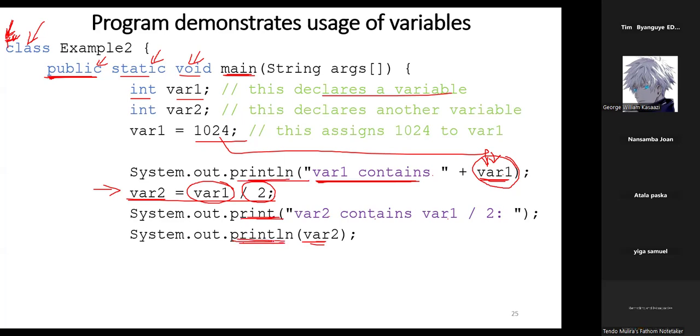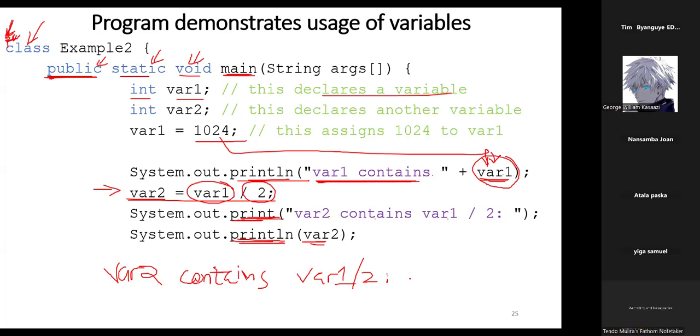So sometimes what we do when we are trying to assess whether you understood the usage of these things, I can take a screenshot of this and ask you what will be the output displayed on the screen. Knowing that this print will remain on the same line means that on the screen I'll see "var2 contains" var1 divided by 2. What is 1024 divided by 2?